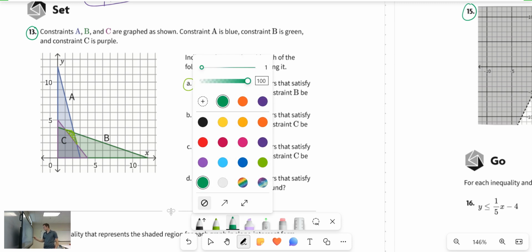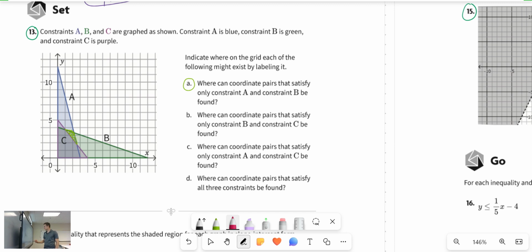Let's switch this color for the green and purple overlap. We'll go with this sort of reddish pink, so we'll label it in reddish pink. And B and C overlap here, it looks like. It looks like this area right here. That is the portion where B and C overlap, but A does not.